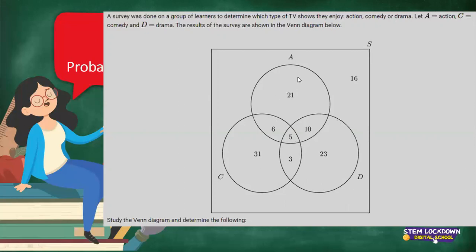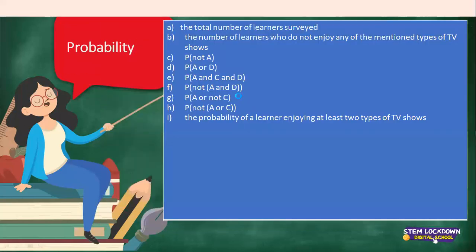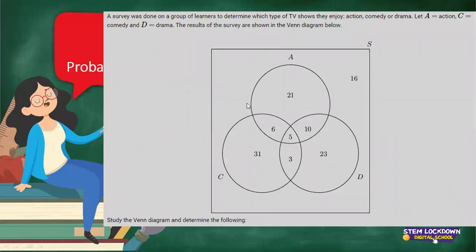So we add those in A together with those in D, and that will give us the probability of A or D. That will be 21 plus 6 plus 5 plus 10 plus 3 plus 23. You must add all the values in A and in D, which gives us 68.